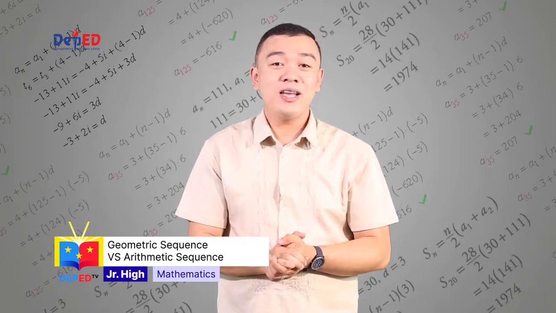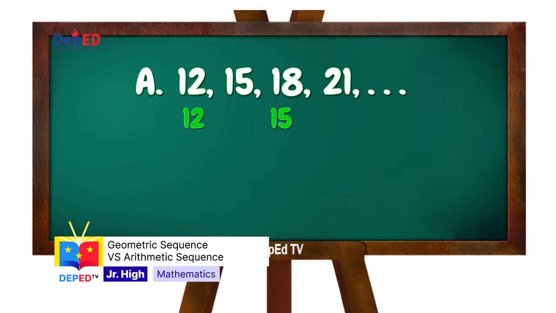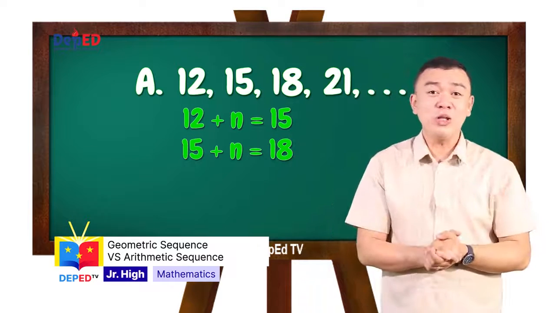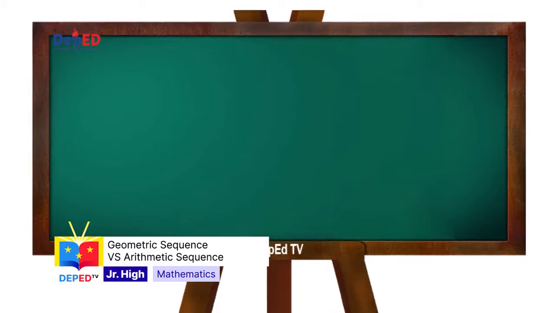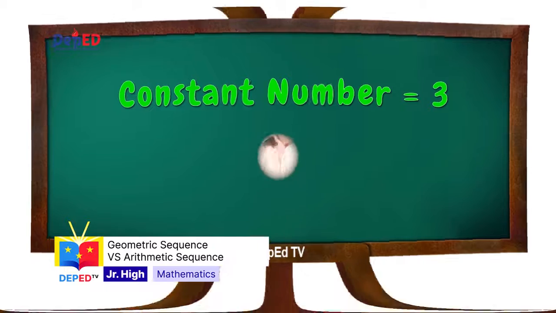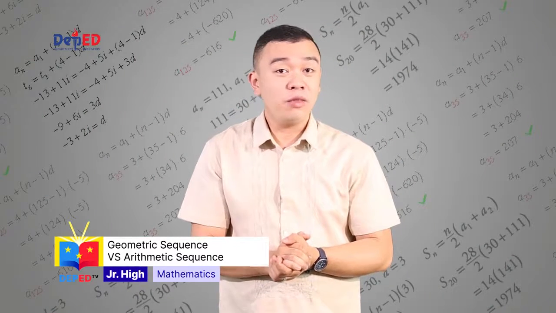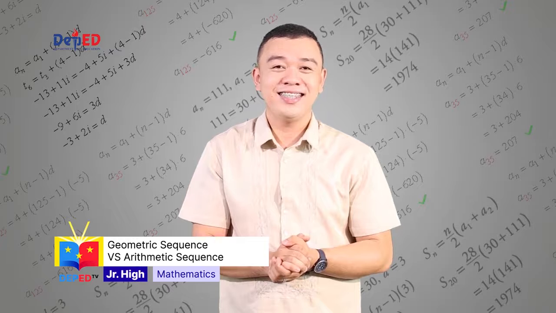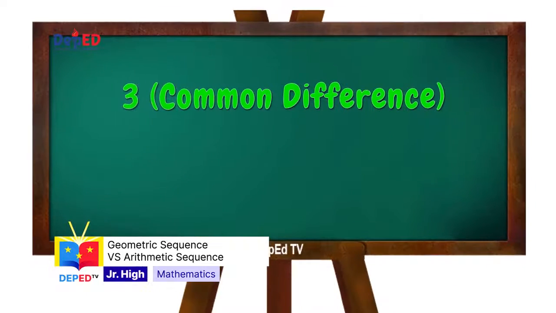Notice in sequence A, a number is added to the first term 12 to get the second term 15. Likewise, the same number is added to the second term 15 to get the third term 18, and so on. What is the constant number? Correct, 3. What do you call the constant number 3 in the sequence? Yes, it is called the common difference.